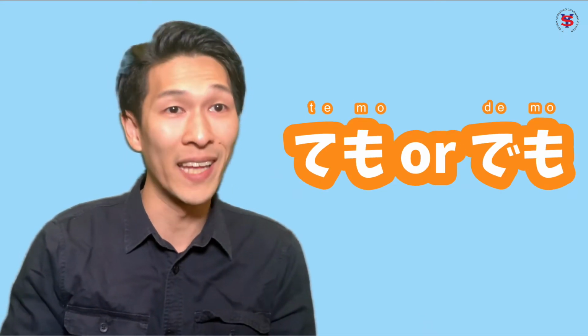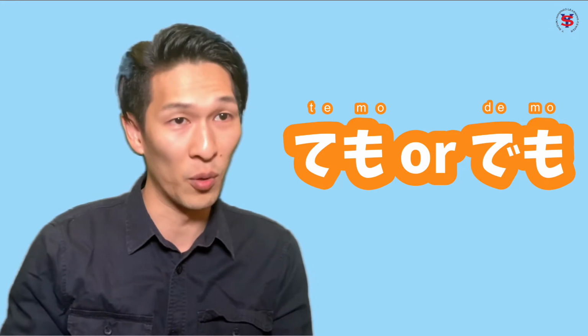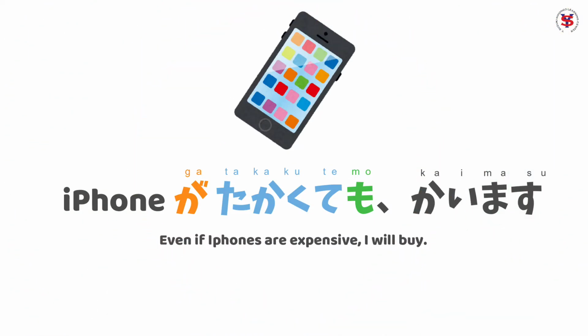So, kung napapansin ninyo, basically, ang sentence pattern natin using even if ay gagamitan natin ng te at de form ng verbs, adjectives, and nouns. This time, to make it even if, dadagdagan lang natin ng mo, si te or de to make temo or demo. So, let's say for e-adjectives, example natin is iPhone ga takakute mo kaimasu. Kahit mahal ang iPhone, makakabili pa rin ako because iPhones are awesome. But they aren't cheap, that's for sure.